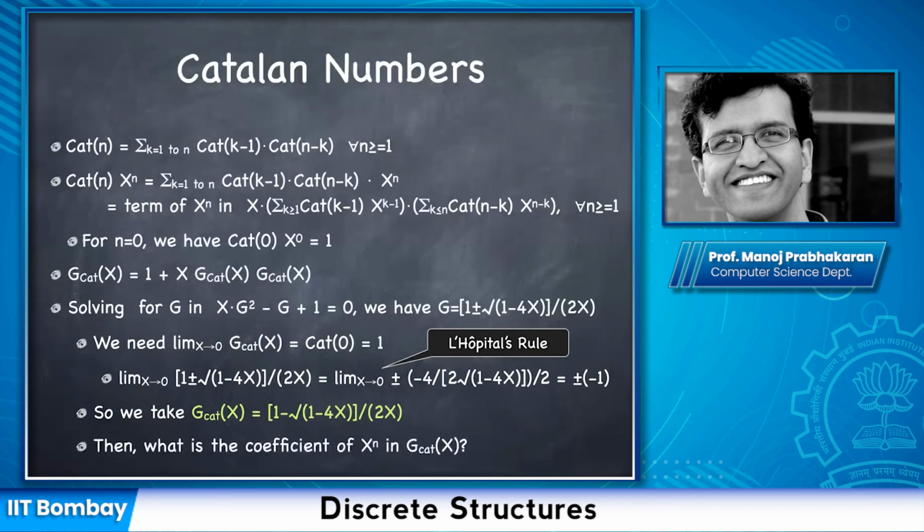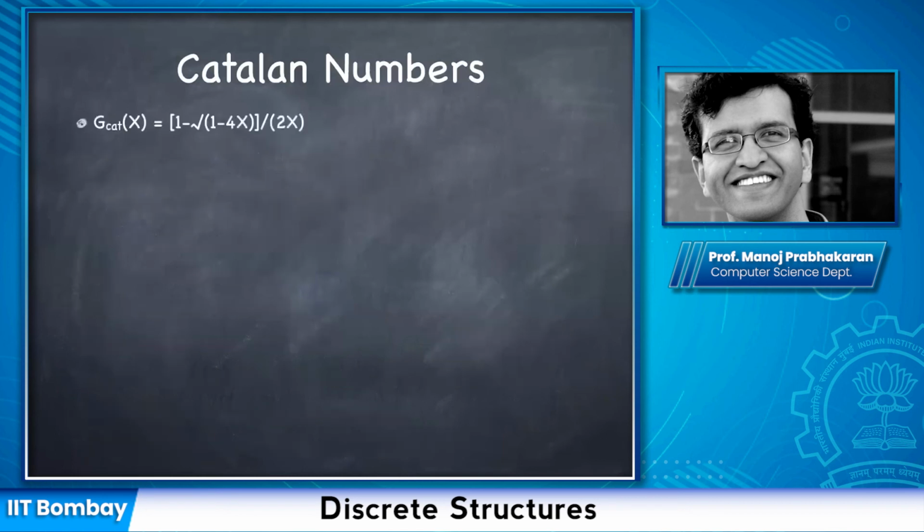Okay, so we have a candidate for the generating function, but we are interested in a closed form for the Catalan number itself. So what is the coefficient of x to the power n in this expression? That's what we are interested in. That's Cat n. Okay, so just to repeat that: this is a generating function, and we are interested in the coefficient of x to the power k here. Okay, so how do we do this?